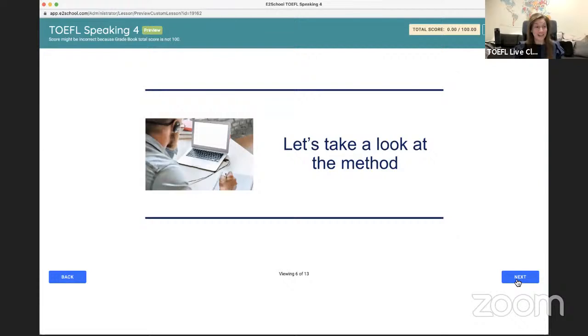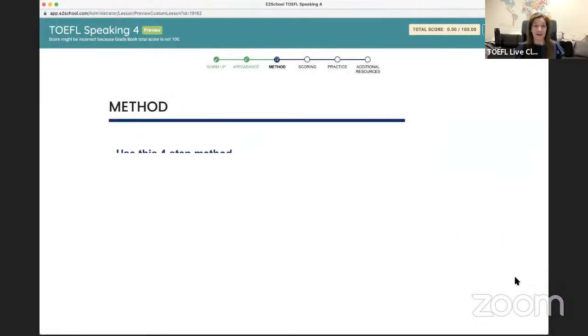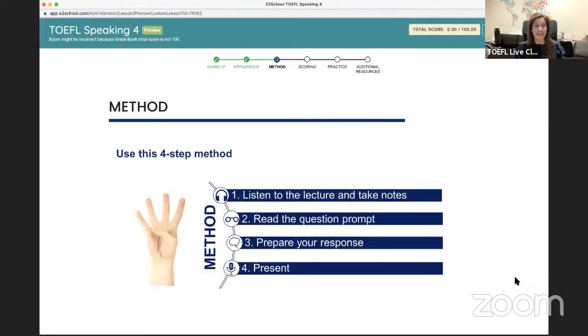So let's also take a look at the method. This is how we recommend that you answer the task 4 question, and it is a 4-step method. Couldn't think of all the 4s. The first step is to listen to the lecture and take notes. Then read the question prompt. Third, prepare your response. And finally, present.